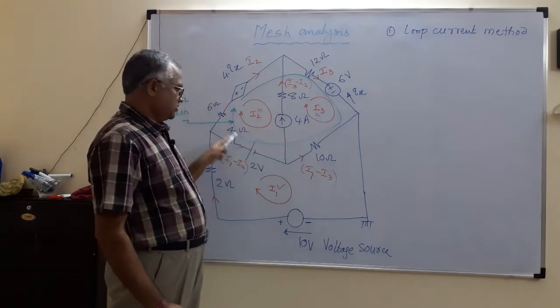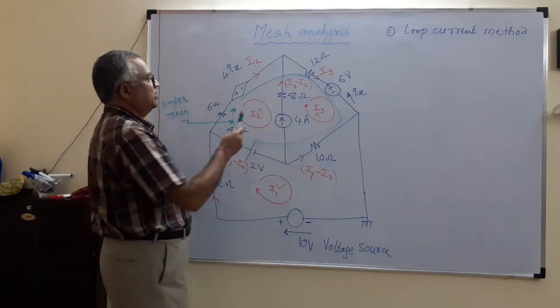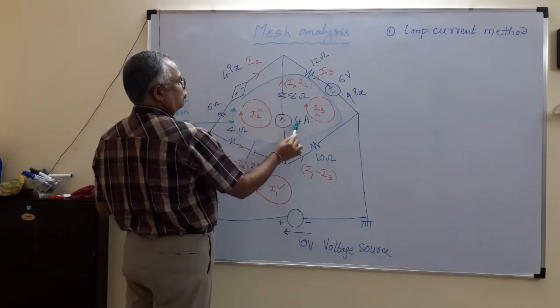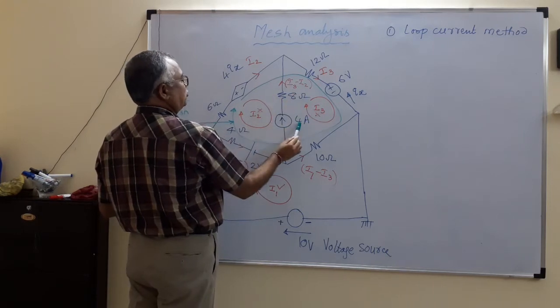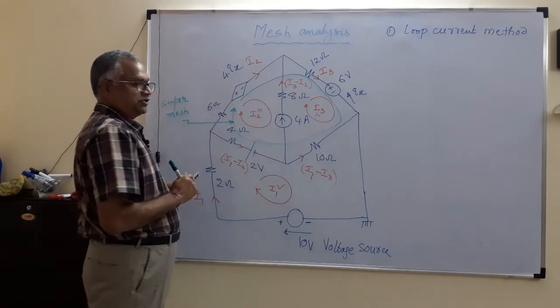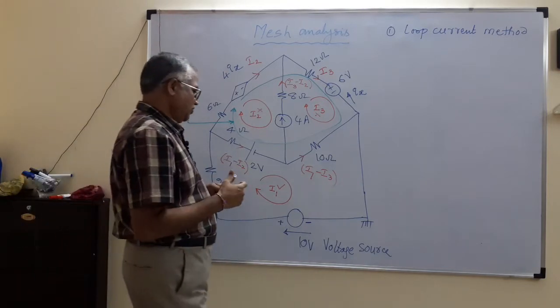First is the normal mesh. Second is Ix equal to minus I3. Super mesh is the third equation. Fourth equation, I3 minus I2 equal to 4. What is the current flowing here? 4. So this should be equal to 4, right? That is the fourth equation. 4 unknowns, 4 equations, and solve.